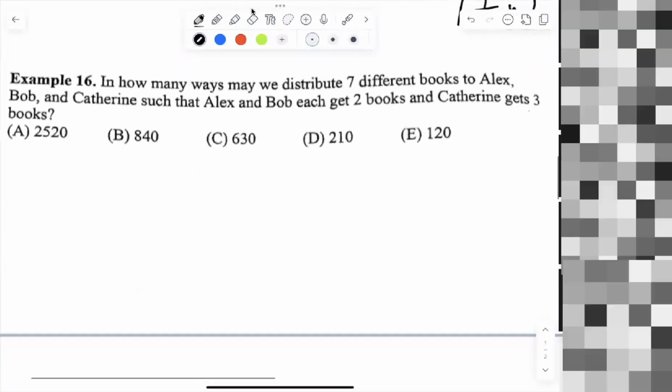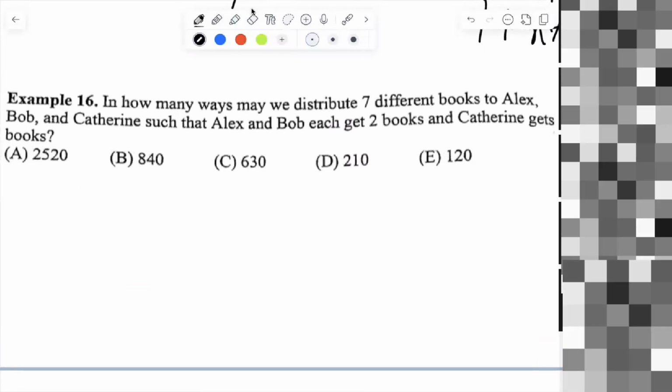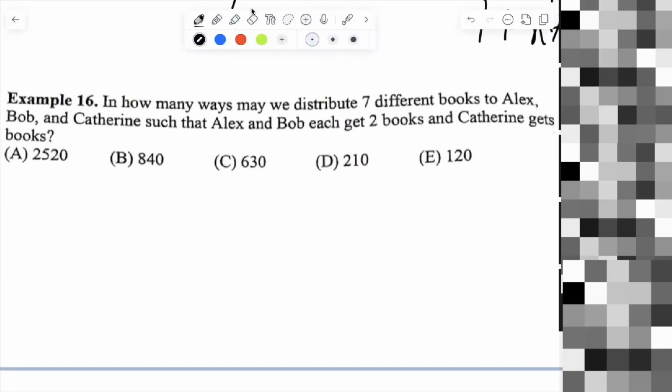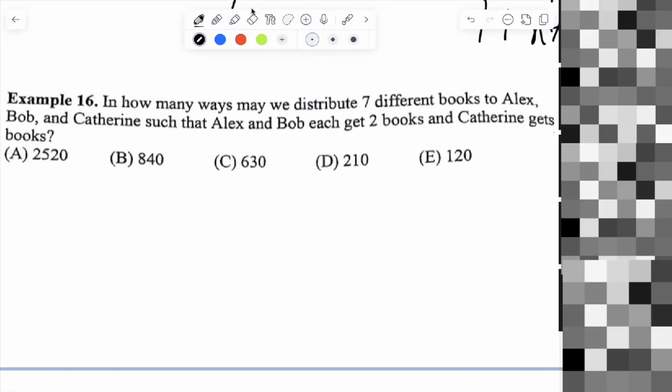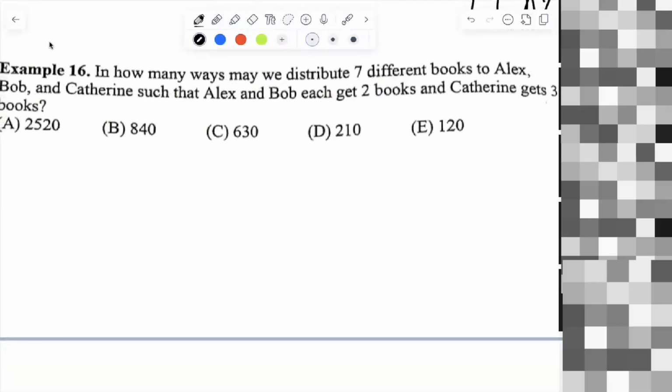Alright, now let's do example 16. In how many ways may we distribute 7 different books to Alex, Bob, and Catherine such that Alex and Bob each get 2 books and Catherine gets 3 books? Let's have a try on this question and tell me your answer through chat.